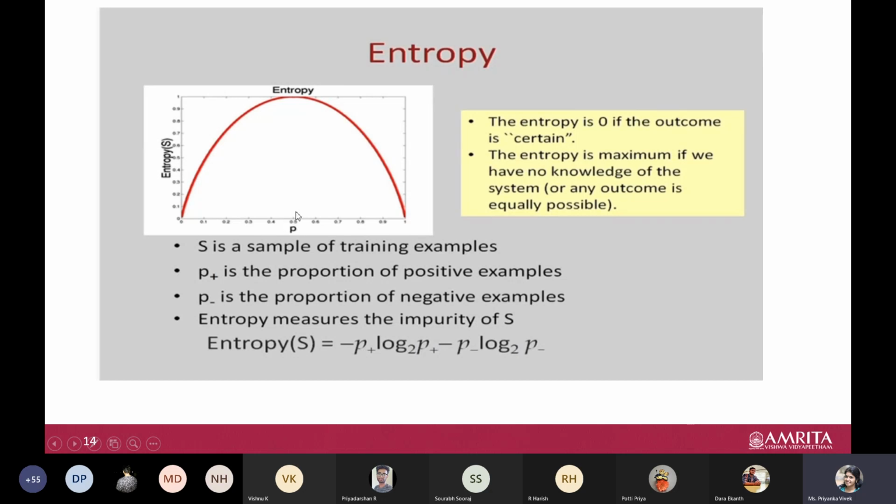If the proportion is 0.5, entropy is high. Why is it so? What we mentioned initially, this disorderness or the uncertainty or randomness, is high when you have an equal number of both classes, because you don't know which would be what. It is uncertain, equally likely, any outcome is equally possible. So then you have the highest entropy. So 1 is the maximum entropy when you have an equal number of samples in both the classes.